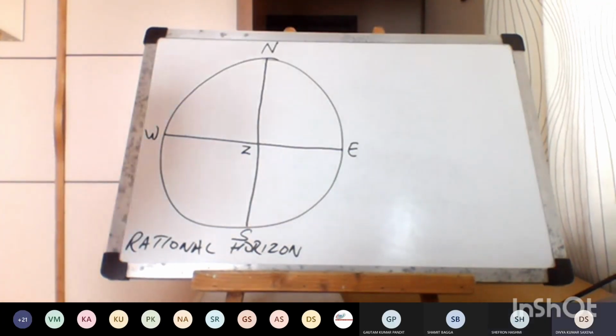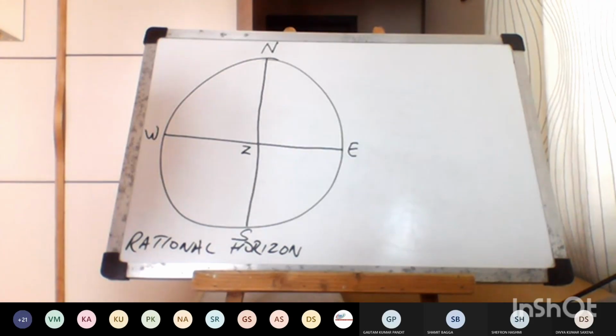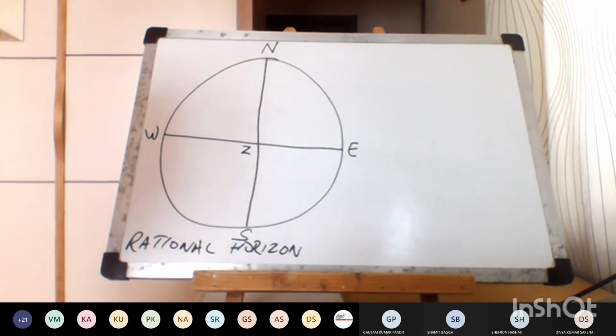Principal vertical. So observer's meridian. Observer's meridian. The meridian runs from the North Pole to the South Pole in a north-south direction, and any meridian passing through the observer is called the observer's meridian. Very good. What is WZE? Prime vertical. WZE is the prime vertical. Prime vertical is a vertical circle passing through the east and west points of the observer.